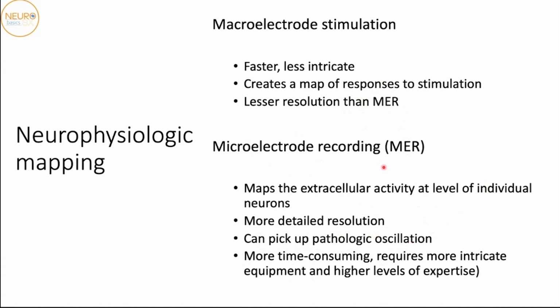The important thing with MER is that it is more time consuming and requires more intricate equipment and higher levels of expertise. So in some places, they just do macroelectrode stimulation and proceed with ablation or DBS. But in a lot of places, microelectrode recording and macroelectrode stimulation are done together, and following that, DBS or ablation is done, because it is more accurate to get both MER and stimulation.